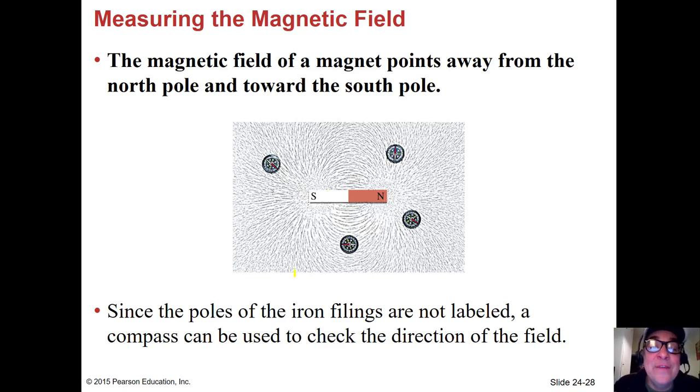And the same thing is happening with these little iron filings. So the iron filings become magnetized. They're little compass needles in their own right, and that's why they line up like this.